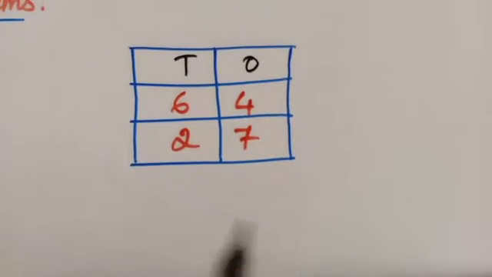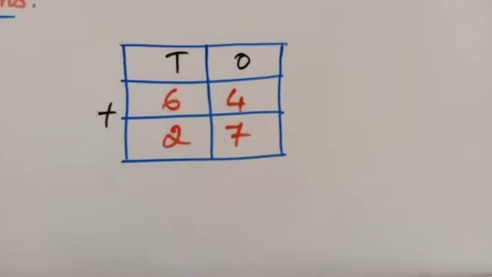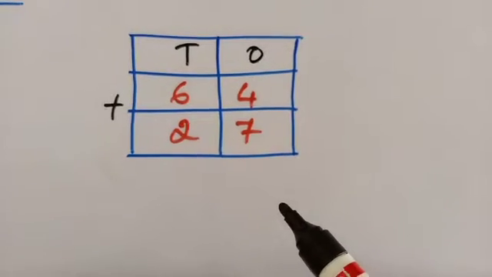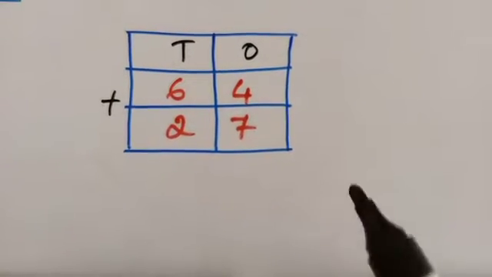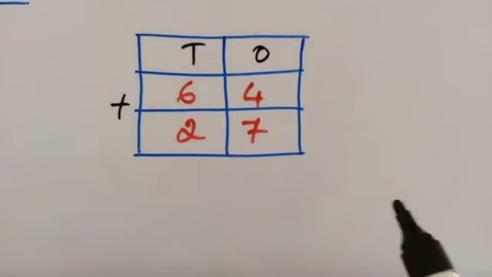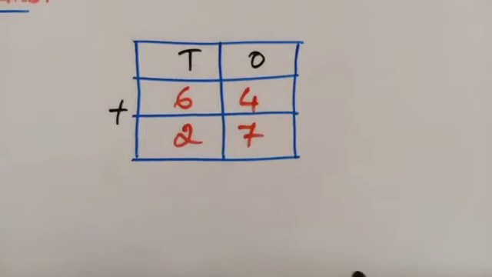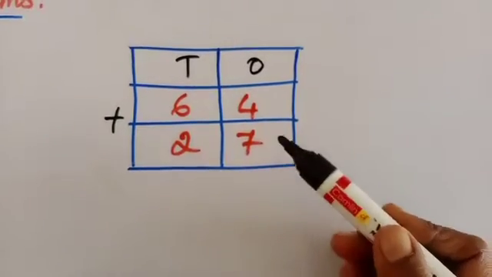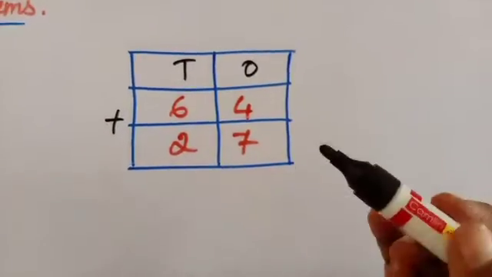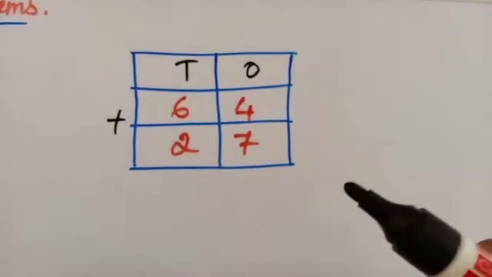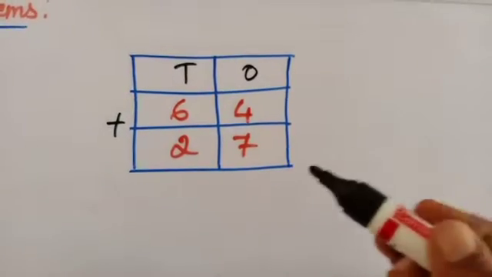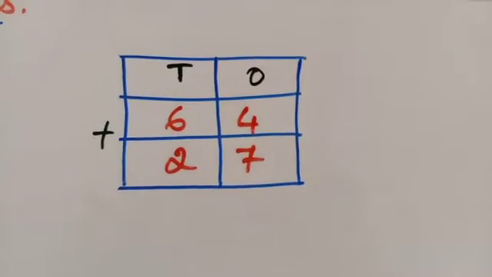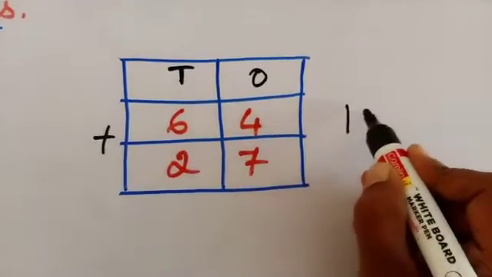Now what we have to do? We have to add this. So 4 plus 7. We have to find out how many balloons he has. So 4 plus 7. 7 should be in your mind, 4 should be in your hand. So 7, after that 8, 9, 10, 11. So we have to write that answer aside here.